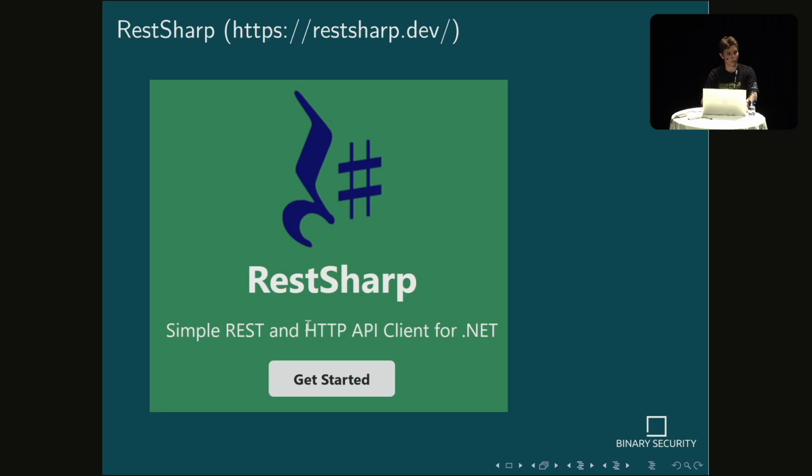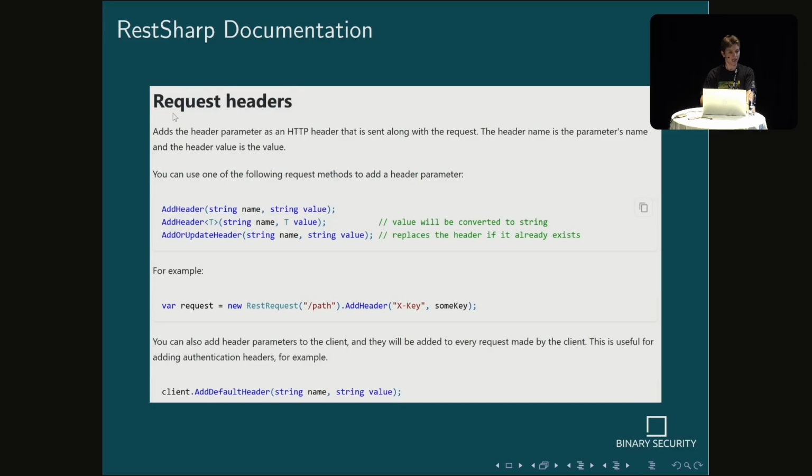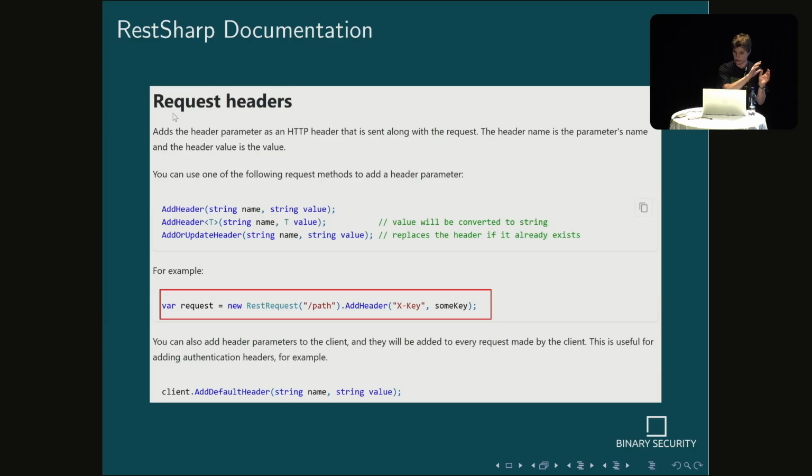So this is a screenshot from their own webpage. In their own words, restsharp is a simple REST and HTTP API client for .NET. We'll have a look at their documentation and see how I am supposed to add a header to a request. Don't know if you can see it at the back, but essentially they give you 3 or 4 different ways to add a header to a request. They have an example line here in the middle, which says you make a REST request, define a path, and then you use this method called addHeader, which takes 2 arguments, a name and a value, and then that adds the header. Simple enough. Let's do a demo.